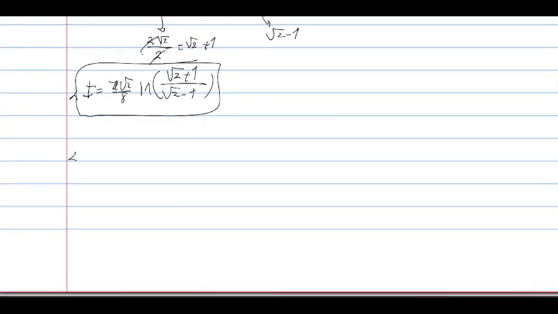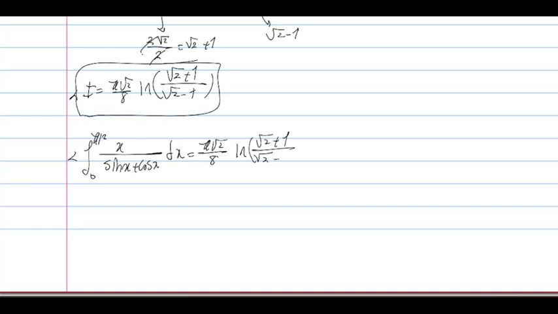Therefore, we can say that the integration from 0 to pi over 2 of x over sine of x plus cosine of x dx is equal to pi root 2 over 8 times the natural log of root 2 plus 1 over root 2 minus 1. And this summarizes our result and our video.